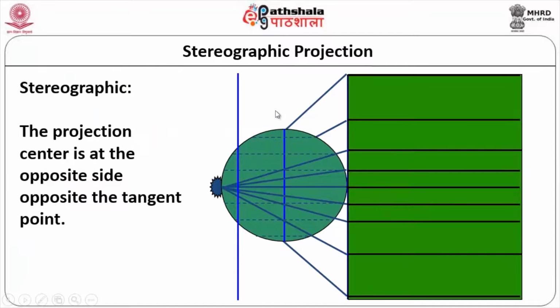When you talk about stereographic projection, the projection center is on the opposite side of the tangent point. So from here the point is projected. In the previous case the center point was the gnomonic center, whereas in this case this is the place where it starts. From here the light is passed through this object, which is something like a transparent object, and whatever is present on the surface of the globe is reflected on the sheet of paper here. So this is how the stereographic projection works.